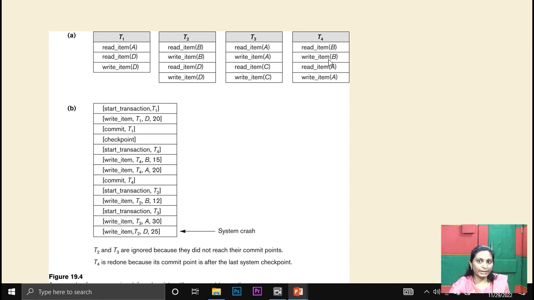After the checkpoint, transaction T4 will be started. Now transaction T4 writes the values of B and A. B has the value 15 and A has the value 20. Now transaction T4 is also successfully completed. So now the database has the values: D is 20, B is 15, A is 20. Now this is also commit: T4 is successfully completed.